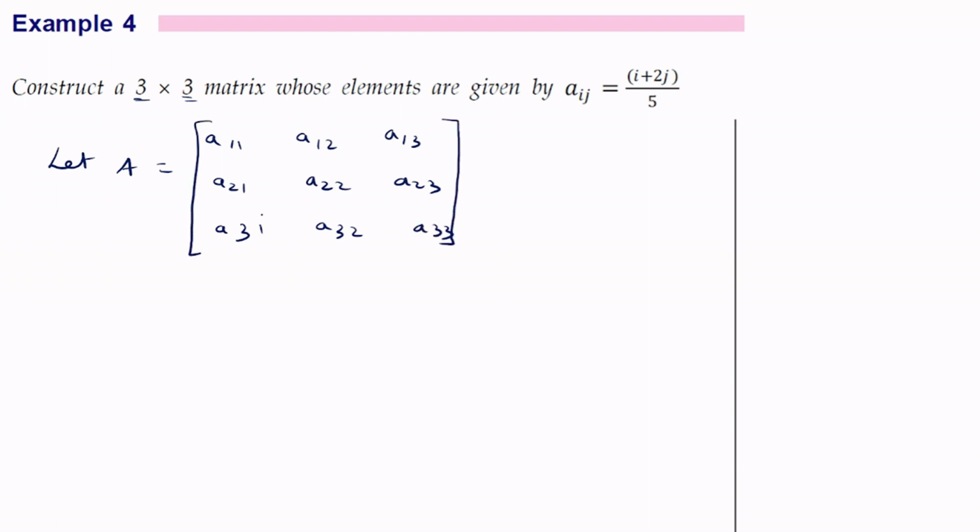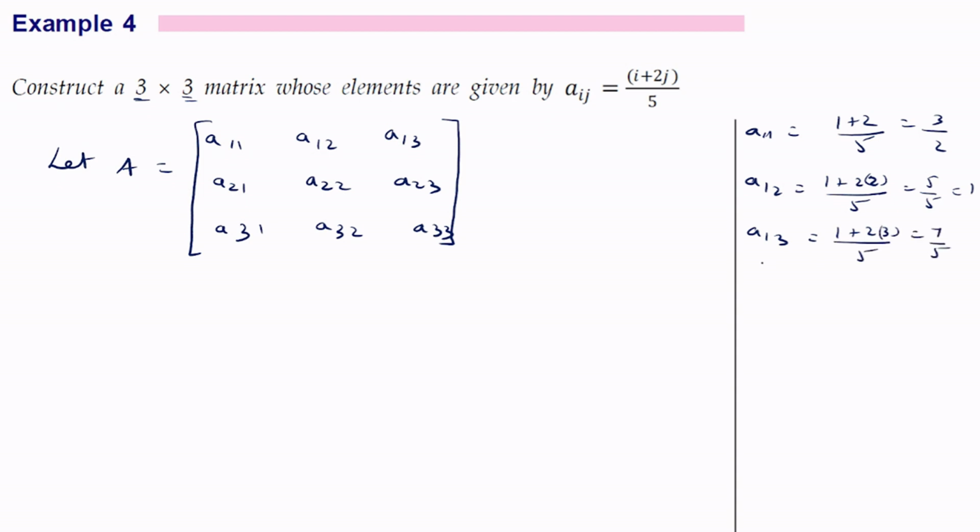So now we can find each of the elements by substituting for i and j. So A11 will be (1 plus 2) by 5. Here we are substituting i as 1 and j as 1. So (1 plus 2) by 5 is 3 by 5. Then A12 will be (1 plus 2 into 2) by 5. It is 5 by 5, which is 1. Then A13 will be (1 plus 2 into 3) by 5, which is 7 by 5.